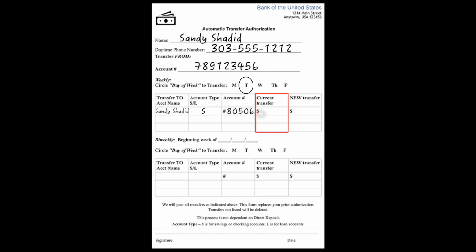In the current transfer box, write 0. In the new transfer box, write the amount of money you want transferred from your checking account to your savings account each week. Here, we are transferring $10 every week. Once we have set up the automatic transfer from our checking account to our savings account, we will be able to save money over the year. After 1 year, we will have saved $520. Remember, you can choose to save more or less each week. Making saving money a habit is important for a secure financial future.